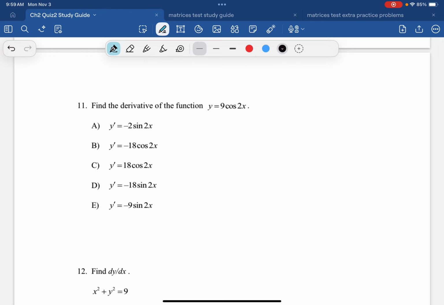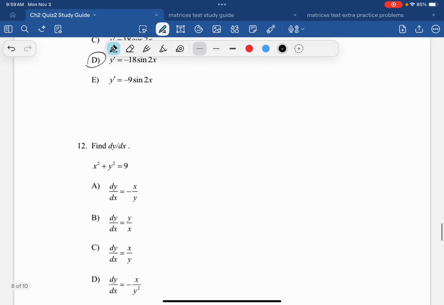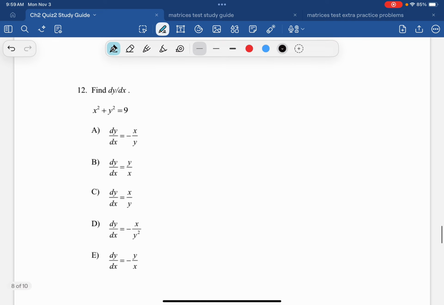This is chain rule. My outside function is a 9 times cosine, and my inside function is a 2x. So the derivative is negative 9 sine 2x. All right, the derivative of cosine is negative sine. And then the derivative of the inside, the 2x, is just going to be 2. So that's going to be multiplied at the end. And so that leaves me with negative 18 sine 2x. Looks like choice D.